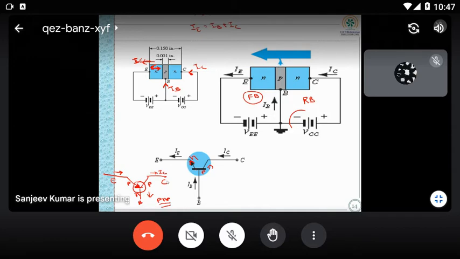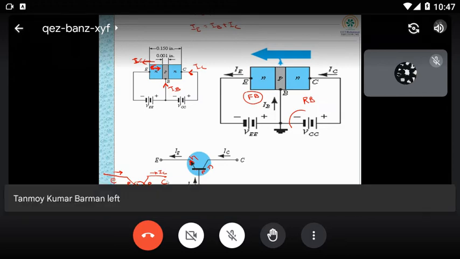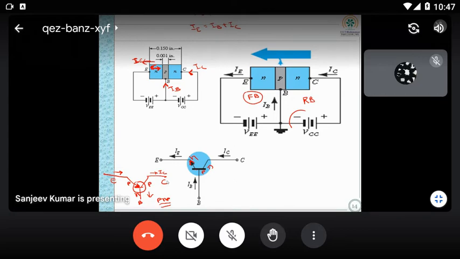And also biasing: you can see input is forward biased and output will be reverse biased. So these three conditions you have to remember. Once again I'm repeating. One is biasing: input loop or emitter-base loop is forward biased, output loop will be reverse biased, and applying Kirchhoff's law at the node, you will get IE is equal to IB plus IC.